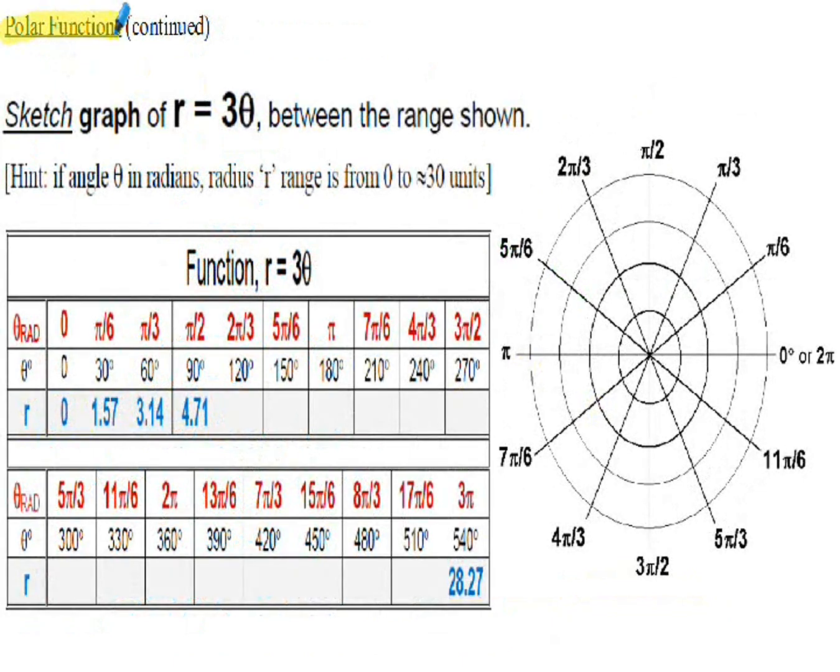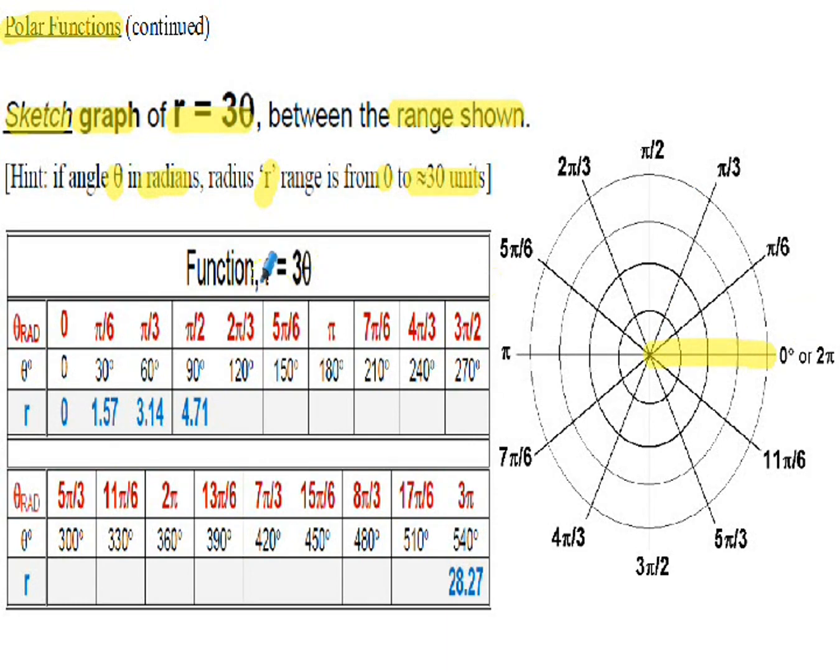Polar functions continued. We're asked now to sketch a graph of the function r equals 3 theta between the range shown in the table below. Notice the angle theta will be in radians, and so the radius r range in this particular case will be from 0 to approximately 30 units. So in a moment we need to make our increments on our polar diagram from 0 to 30 on this horizontal axis.